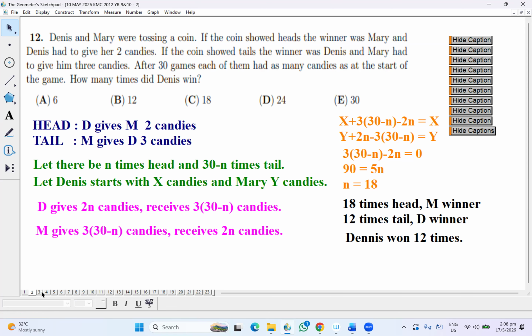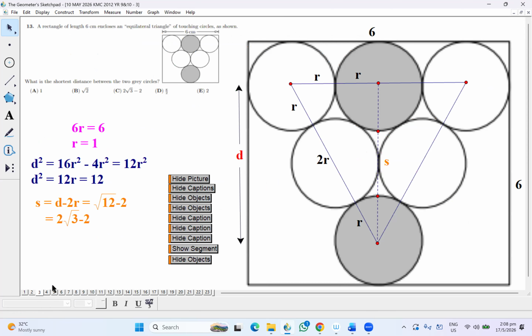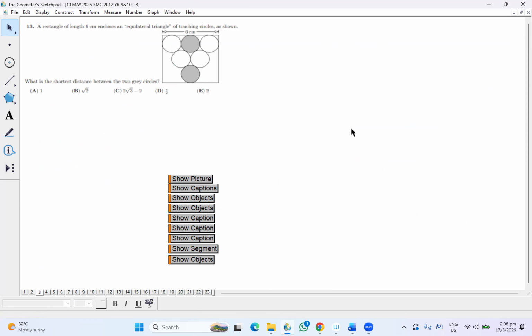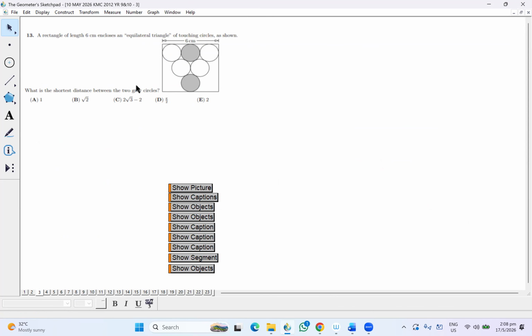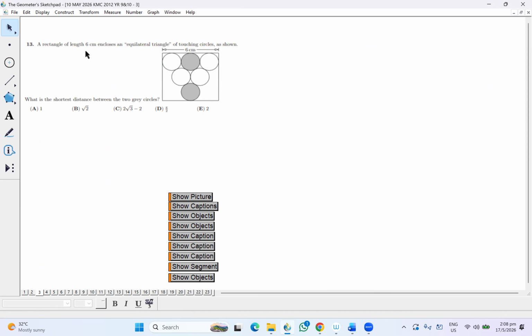Number 3. A rectangle has length 6 cm and encloses an equilateral triangle of circles, each touching the circle next to it, as shown. So what is the shortest distance between the 2 gray circles?